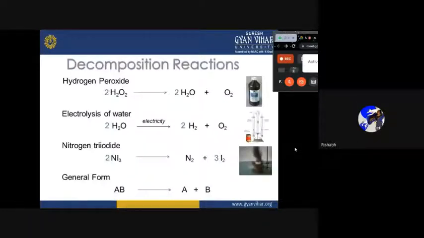These are all examples of decomposition reaction. Hydrogen peroxide is being split to produce water and oxygen. Then electrolysis of water. So 2 molecules of water, electricity is being passed through the water and it is splitting into 2 molecules of hydrogen as well as 1 molecule of oxygen.